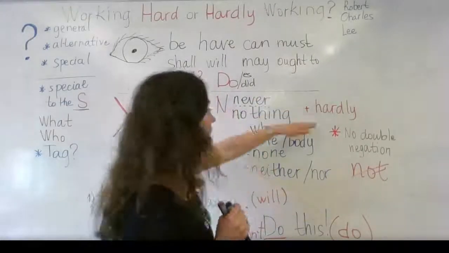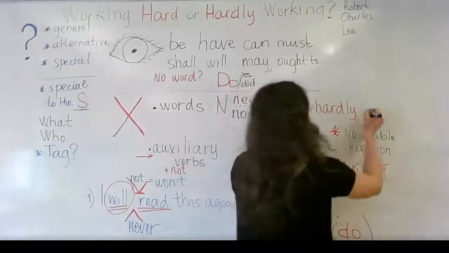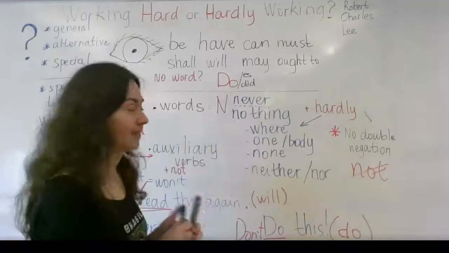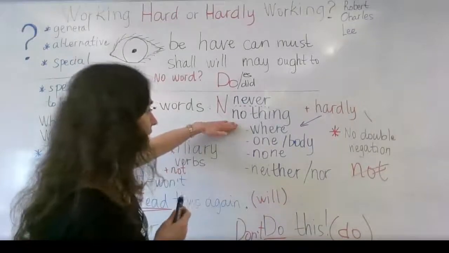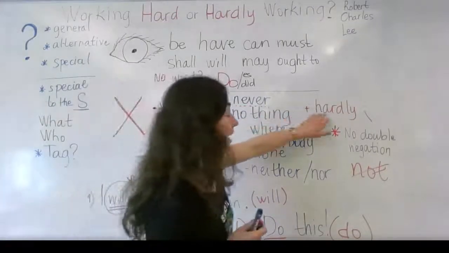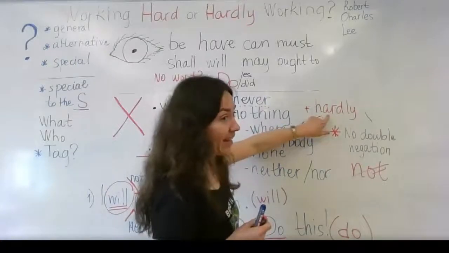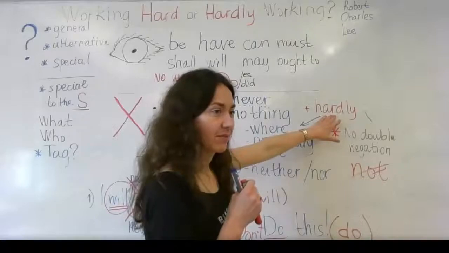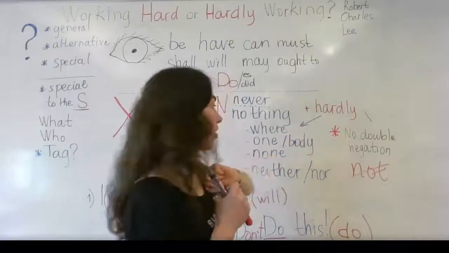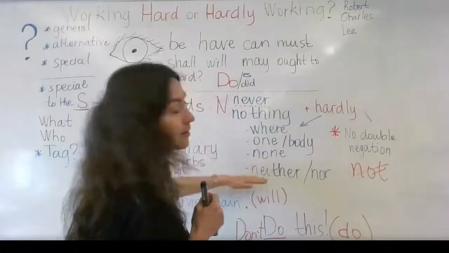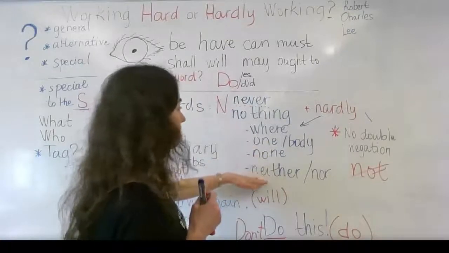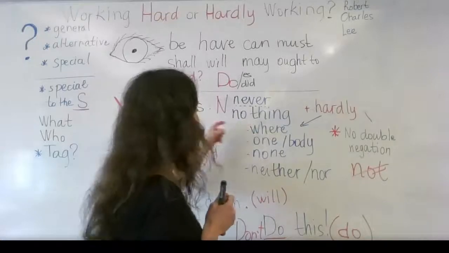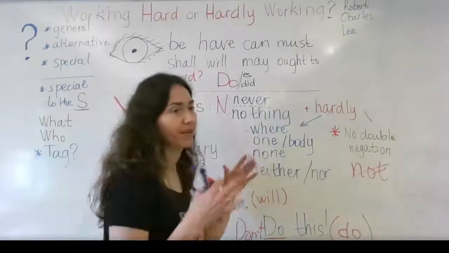So that's why hardly has this already negative meaning, and it belongs to this list of these words. But we don't have any no, ne, never. That's why it's difficult to identify these words. But one of them is hardly, and all other words on the board are easy to identify. You see they start with N, like never, no one, neither, nowhere, and so on.